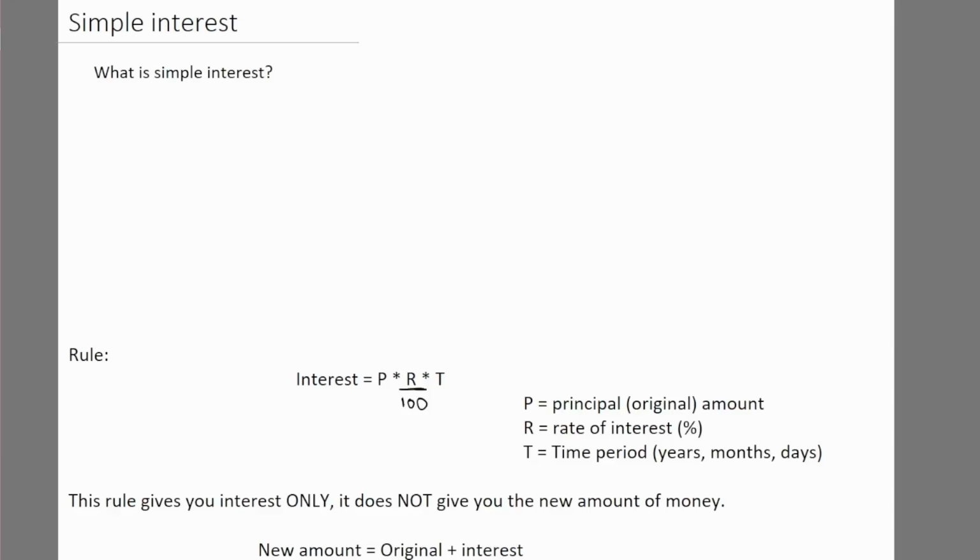In today's video we're going to be explaining simple interest. So let's start with defining what is simple interest.